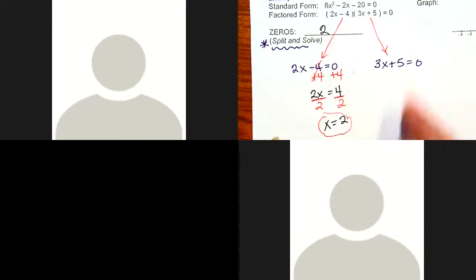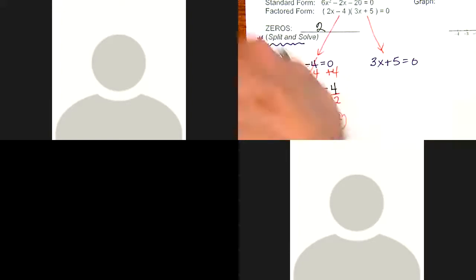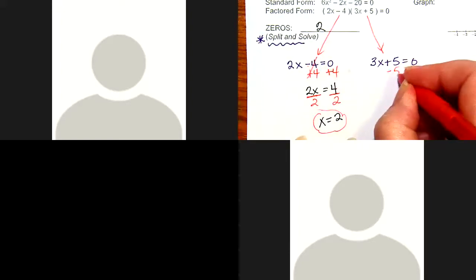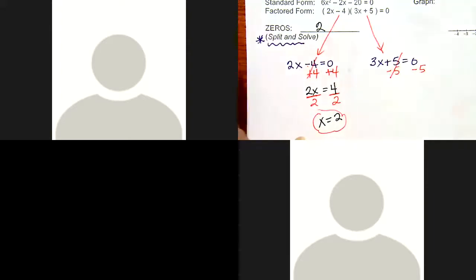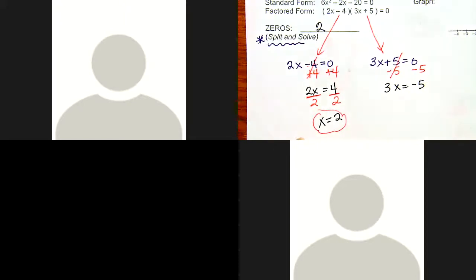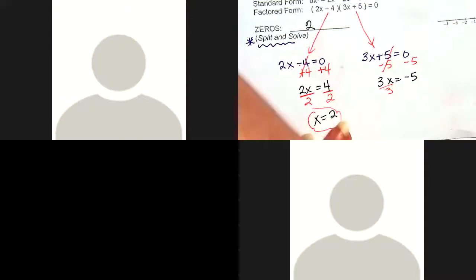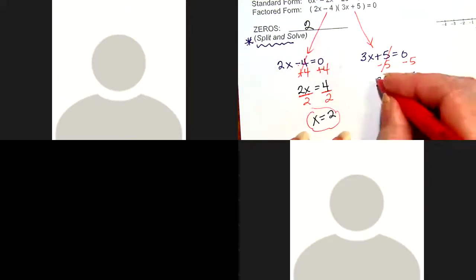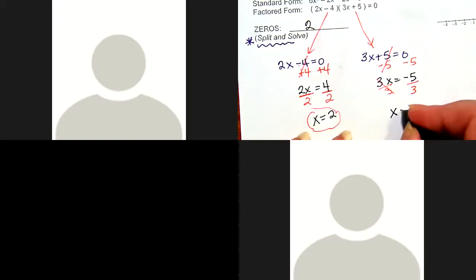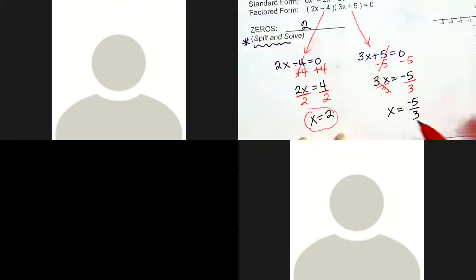Now go ahead and see if you can solve this one. Minus 5. And we're going to go minus 5. I like using the colors here. But it was divided by 3. x equals negative 5 over 3. Now, a lot of times this answer is sufficient.